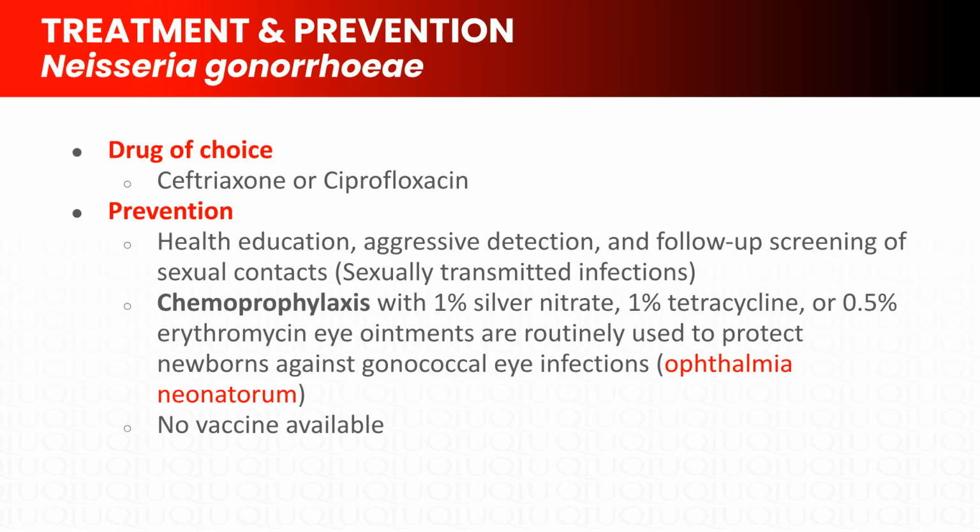For prevention strategies, comprehensive sex education is fundamental. Prophylaxis for neonatal infection. As we discussed earlier, routine prophylactic treatment of all newborns' eyes with 1% silver nitrate, 1% tetracycline, or 0.5% erythromycin ointment prevents ophthalmia neonatorum. Unfortunately, despite decades of research, no vaccine for gonorrhea is currently available.